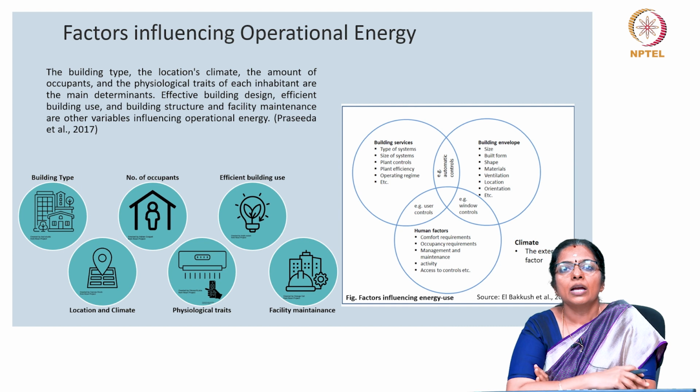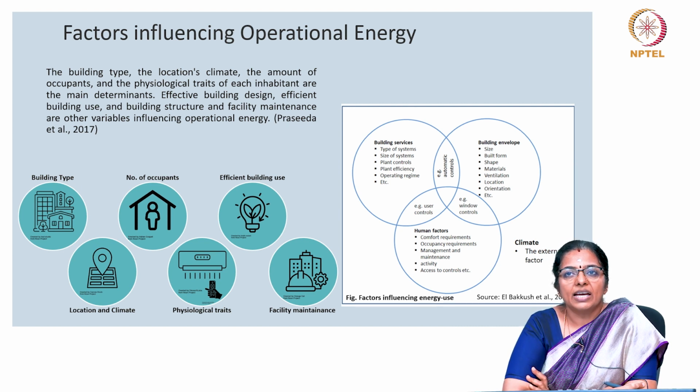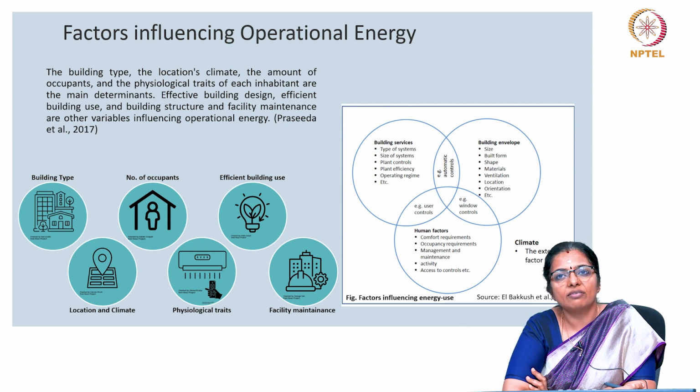So, the magnitude of occupancy in a space also directly impacts energy use, as higher numbers of occupants elevate the demand for lighting, heating, ventilation, air conditioning, and other utilities. Moreover, occupants' individual preferences and behaviors regarding comfort, lighting, and appliance usage also affect the overall energy consumption. Effective building design, encompassing elements like insulation, natural lighting, and ventilation, I mean using natural ventilation, optimizes energy performance.